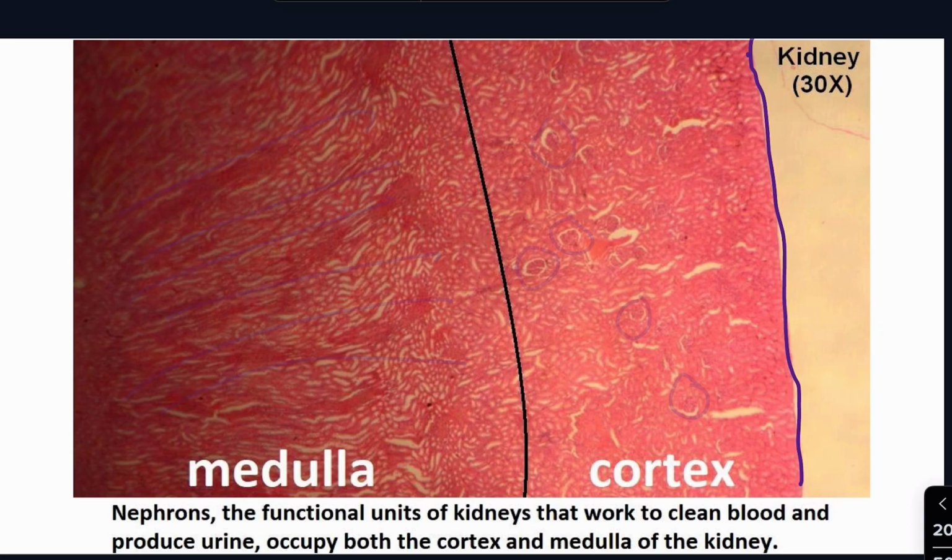Now, let me point something out to you guys really quickly. Remember when we said the glomerulus and the Bowman's capsules are only going to be present in the cortex?